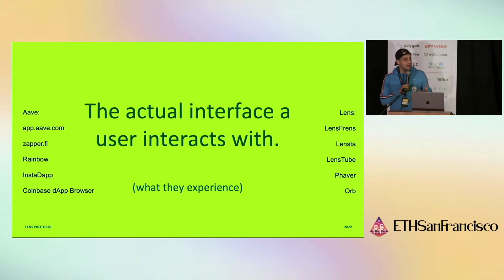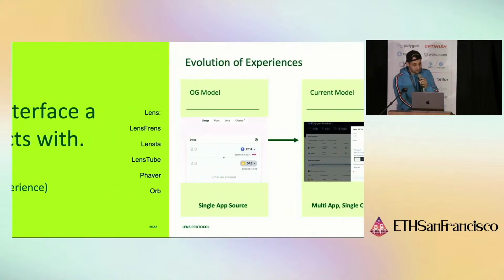There are tons of different applications here, but they all want to have different UIs. For Aave, you can go to app.aave.com, Zapper, Rainbow, Instadapp, Coinbase. For Lens, there are a ton live today: LensFrens, Lensta, LensTube, Favor, Orb, Lenster. There are plenty of different UIs that are all using the same contracts under the hood.